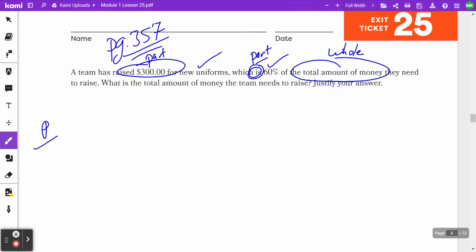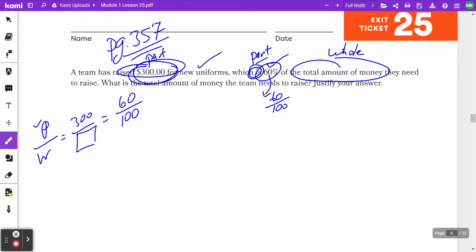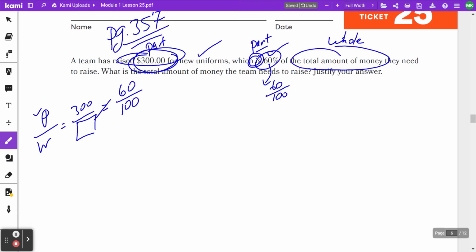So if I do my little part over whole deal, right? Check this out. So the 60%, let's say I put the 60% over here, right? Because 60% is 60 over 100, right? And the part that's going to go on the top, there's my 300. So I'm looking for this guy right here. Okay, so I'm going to do my little diagonal across, and I say, hey, can I go from 60 to 100, or is it easier to go from 60 to 300? Well, I think it's going to work, right?